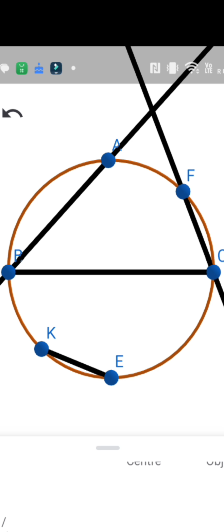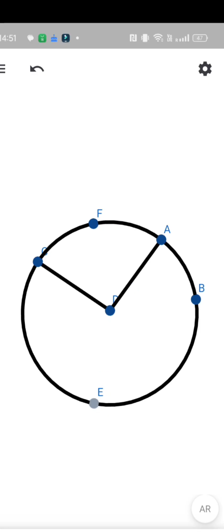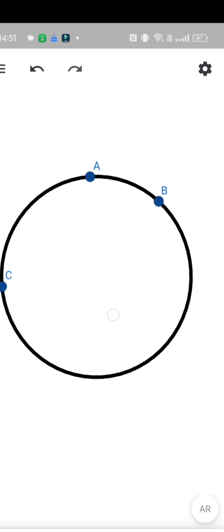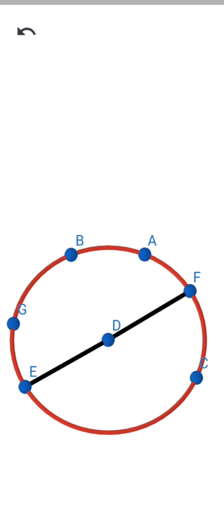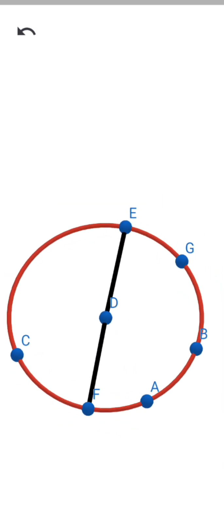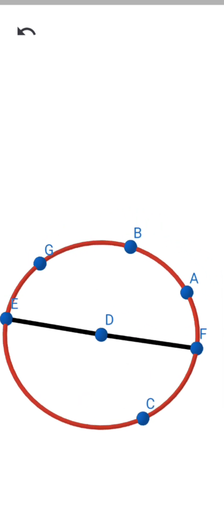Now here you can see we have extended the chords. So these lines are called the secant. So secants are nothing, just the extended chords. As we discussed about the major and minor sectors of the circle, similarly there is a concept of major and minor segments. Here every chord, for example AC, divides the circle into two major and minor segments. Only diameter is the chord which divides into two equal segments.